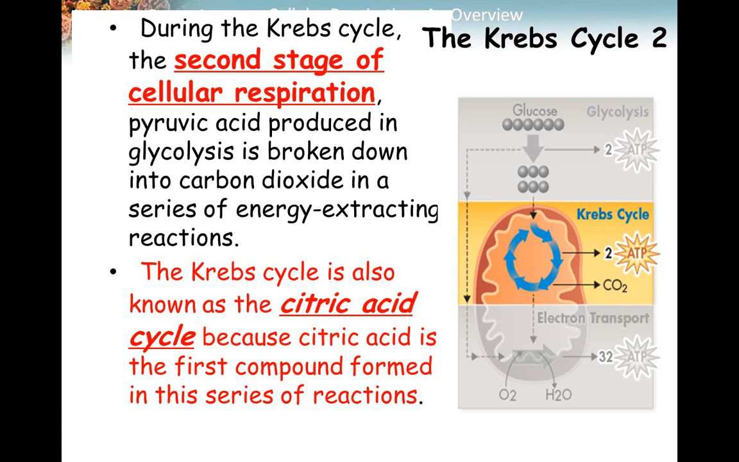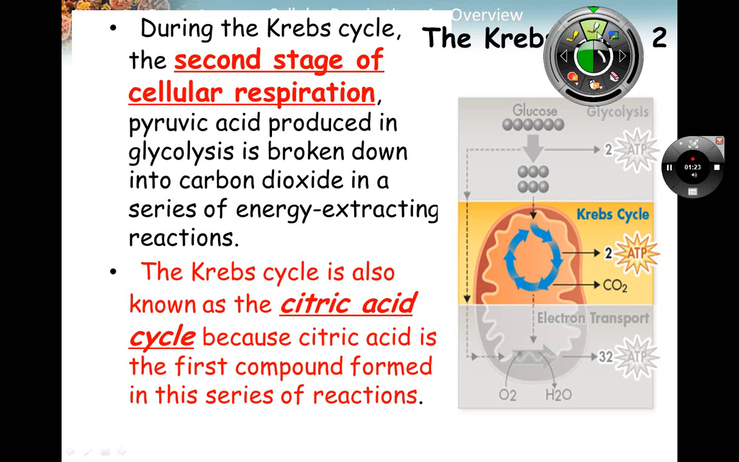As you can notice here, the Krebs cycle is the second stage of cellular respiration. Pyruvic acid produced in glycolysis is broken down into carbon dioxide in a series of energy extraction reactions. The Krebs cycle is also known as the citric acid cycle because citric acid is the first compound formed in this particular interaction. So, once again, cellular respiration has 3 stages. The first is glycolysis, the second is the Krebs cycle, the third we will cover will be the electron transport chain.